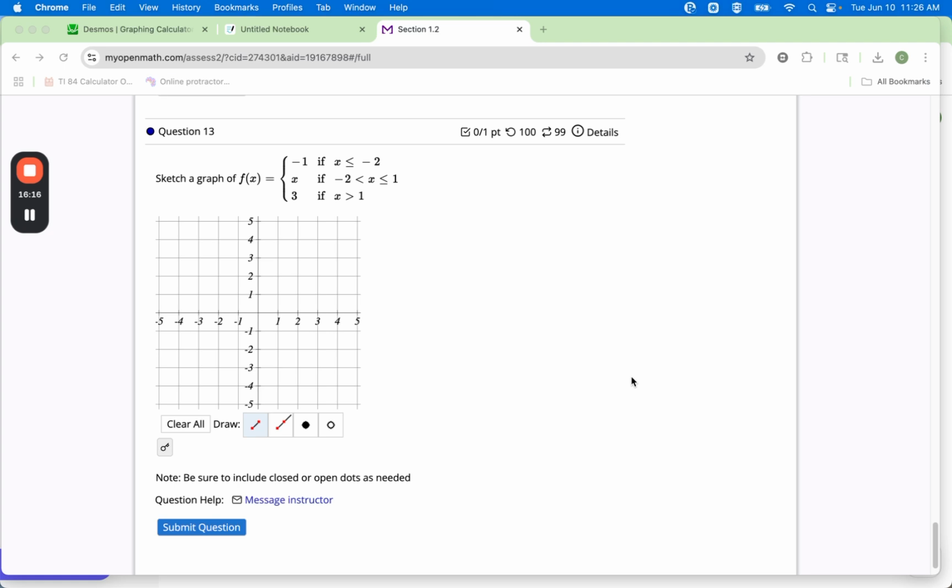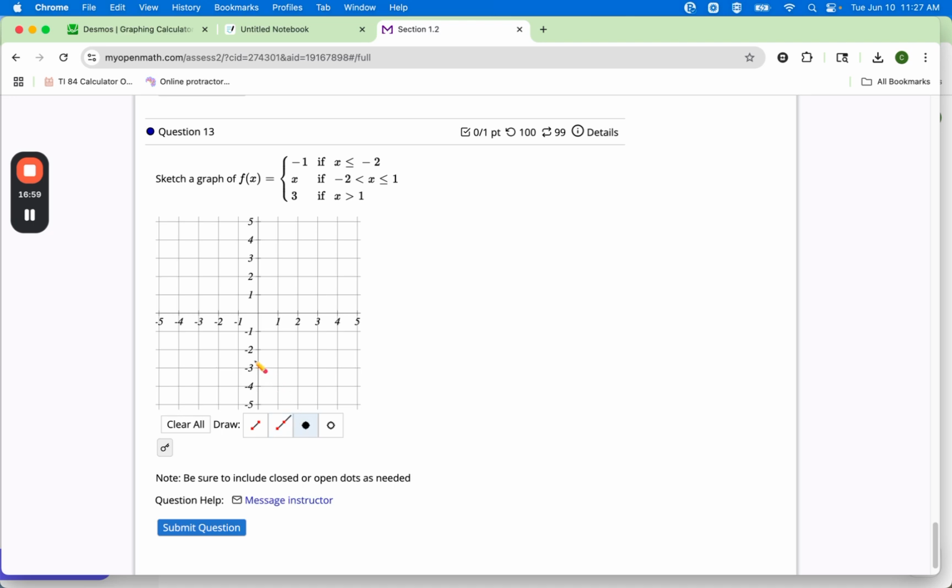Okay, everyone, I switched over to MyOpenMath to do this last one. We are going to sketch a graph of f of x equals negative 1 if x is less than or equal to negative 2. So here's x equals negative 2 right here. So when x is less than or equal to negative 2, I want the horizontal line y equals negative 1. If I were to graph y equals negative 1 for all real numbers, it's going to go right here where my arrow is. But I only want to do it for when x is less than or equal to negative 2. Therefore, I'm going to put a dot on that point right there.